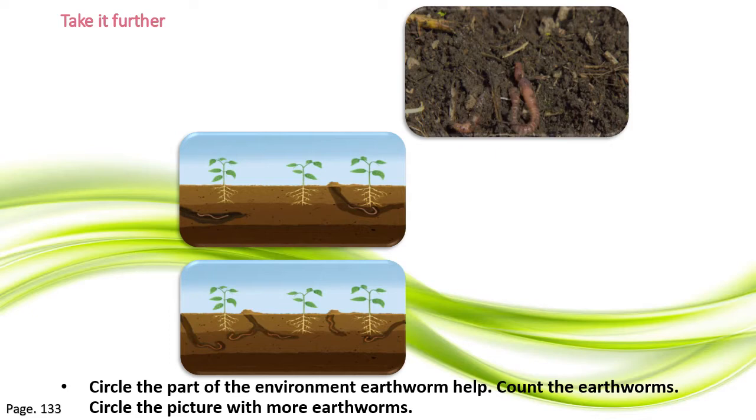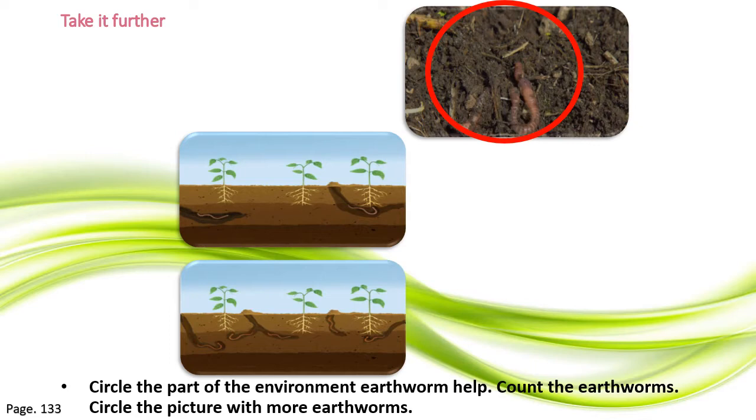So, which part of the environment are earthworms helping? Very good. Earthworms are helping the soil. By ingesting soil, earthworms make tunnels which allow air and water to pass into the soil, and therefore plant roots can spread out.